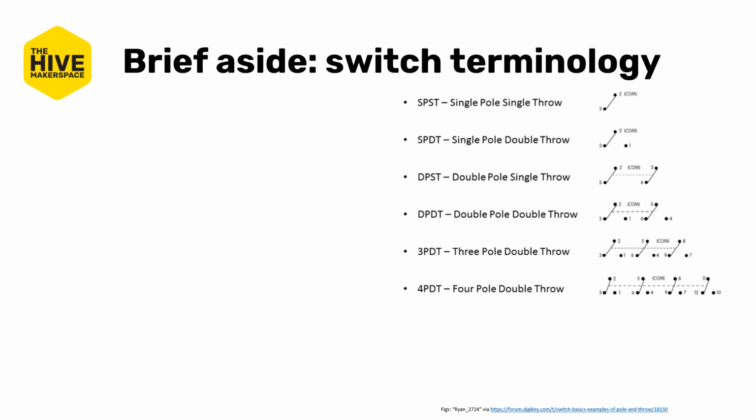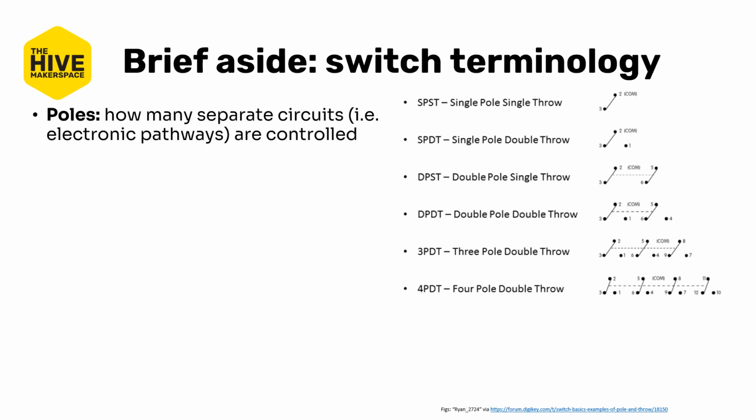Okay, so for those of you who don't know, or like me, always forget about switch jargon, this is a brief rundown. The number of poles describes how many circuits the switch controls. This is not how many outputs, but it's literally how many circuits or how many electronic pathway selections. You should be able to see the difference between the first two on the right, which are both single pole, that's single pole, single throw, and single pole, double throw, versus the second two that are double pole. So the double pole single throw has two circuits, two separate circuits. The double pole double throw also has two completely separate circuits.